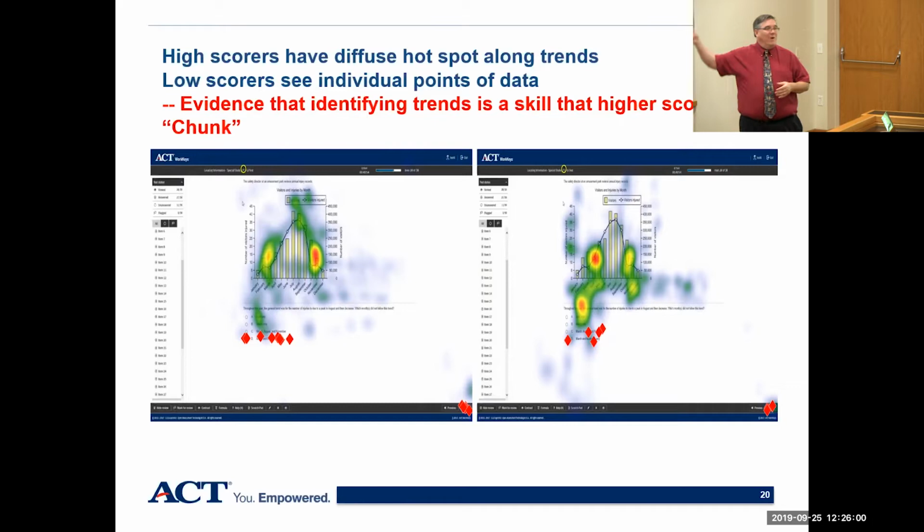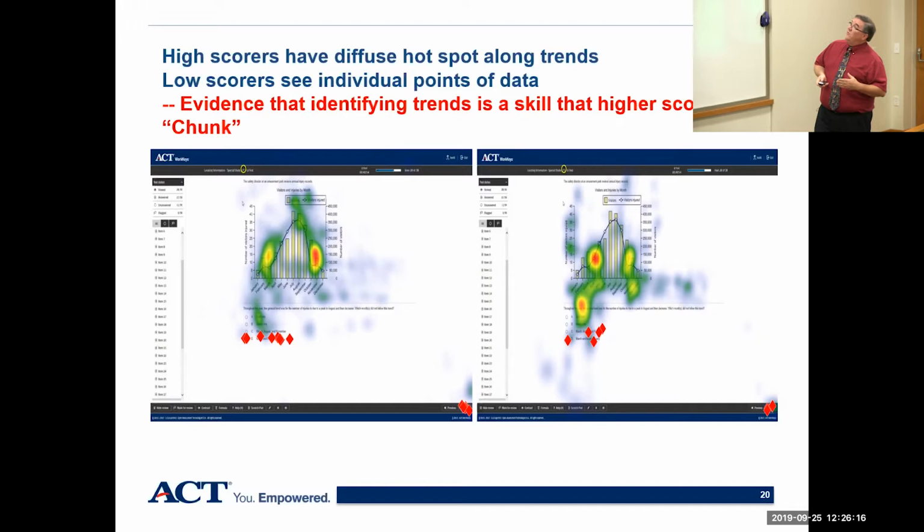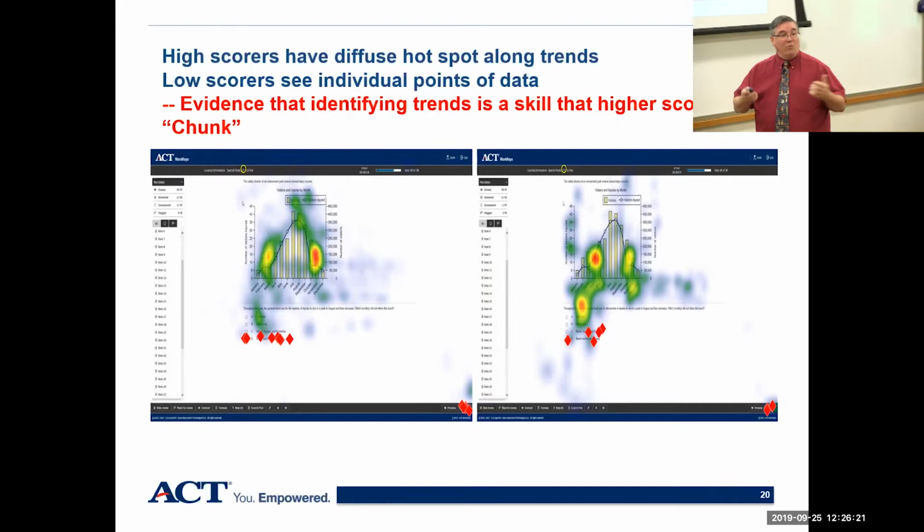One of the big differences we know between experts and novices is that experts chunk information in a meaningful way, so they have to deal with less cognitive information in their working memory at any given time because they see trends. But our low scores don't do that. And that becomes really important as the questions become more and more complex, because your working memory is going to be the fundamental limitation of what most people are going to be able to do.